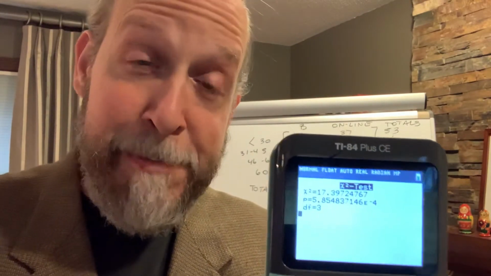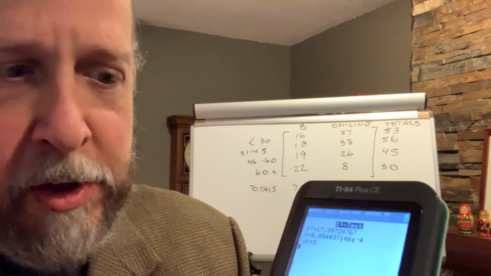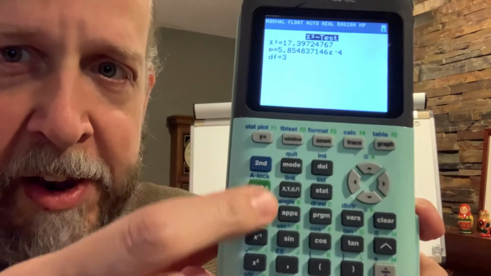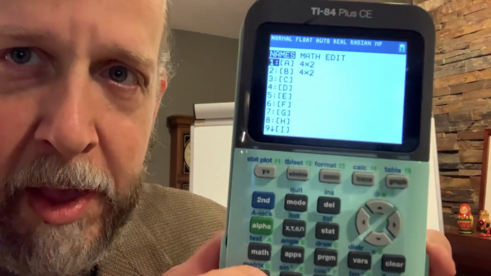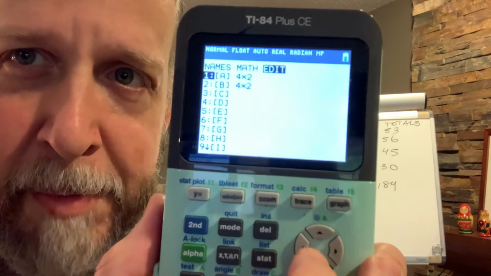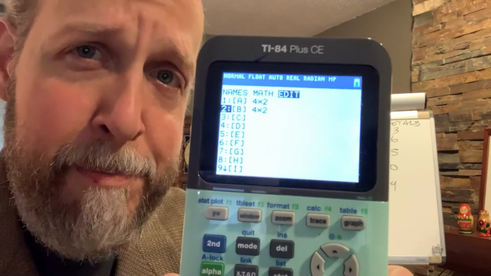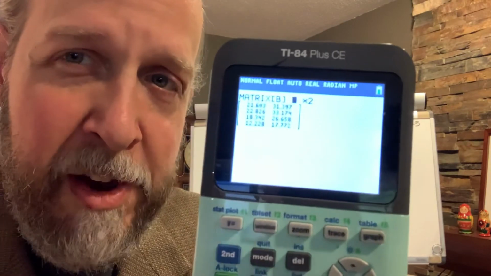If you wanted to show your work, or if I'm asking you to show your work, or at least what the expected value matrix is, you could just go and look at it now. So go back to your matrix function, second x inverse. So we go to second, and then x inverse. And now you want to look, so you want to go to edit matrix B. You're not going to really do anything to it. You're just going to look at it, edit matrix B, and there it is.